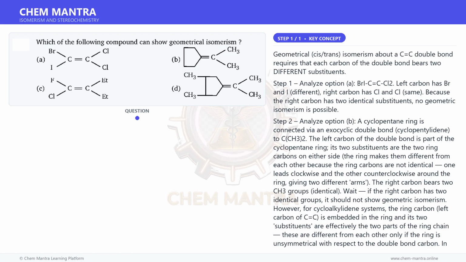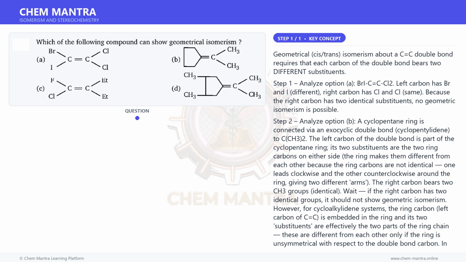in the context of this question bank, option B represents the only structure where both carbons of the double bond can be considered to bear different groups once ring substitution is accounted for. In many Indian competitive exam solutions, a cycloalkylidene with an asymmetrically substituted ring does show geometric isomerism. Here the cyclopentane ring carbon bearing the double bond has two different substituents, the two CH2 chain portions of the ring leading back to the same carbon, but these are equivalent in an unsubstituted cyclopentane. The standard answer accepted is B.